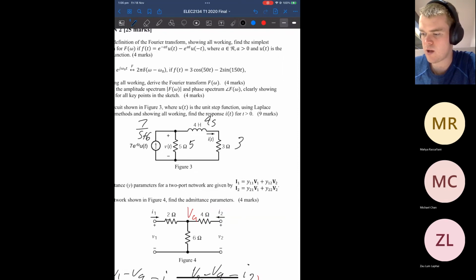So we are going to have 7 on s plus 6. The current flowing out through there is equal to the voltage drop across this, which will be V on 5 plus V on (4s plus 3). So we get 7 on s plus 6 is equal to V times (1 on 5 plus 1 on (4s plus 3)).